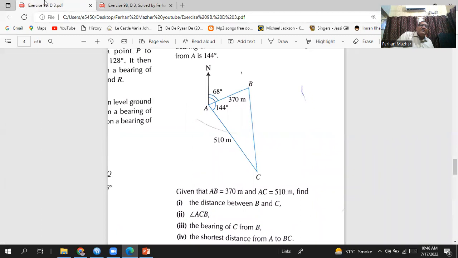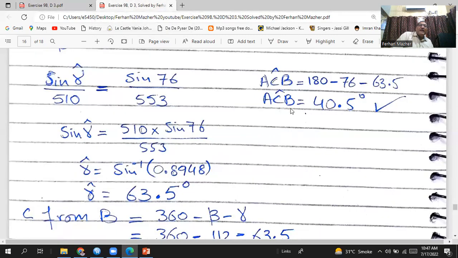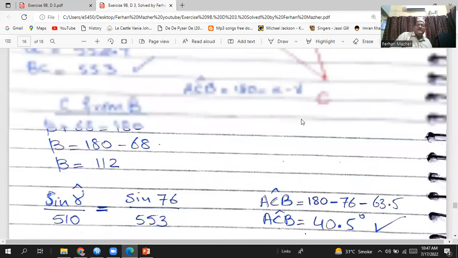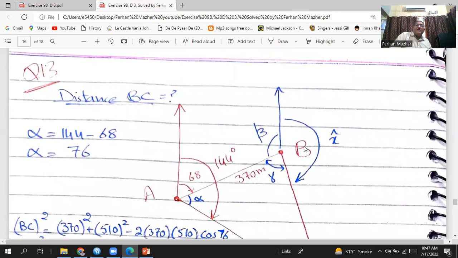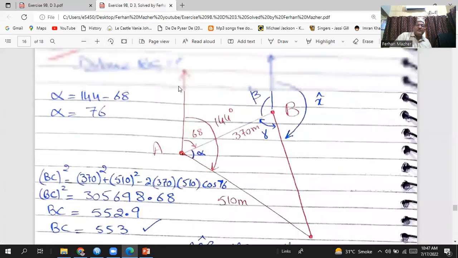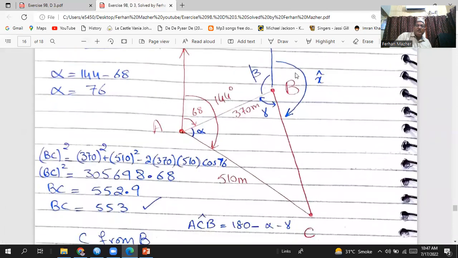In the third part, he asks for the bearing of C from B. That will be this angle, the bearing of C from B. Let me give the size. You can see this angle we want to find out. I know the beta value, I know the gamma value, so I can find this angle X. That will be the bearing of C from B.